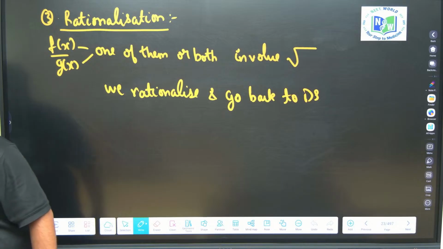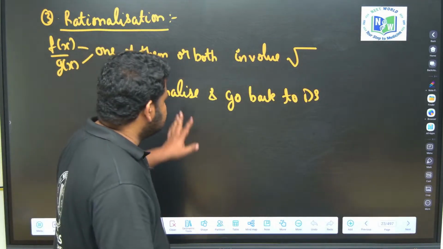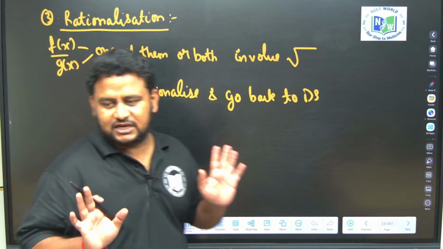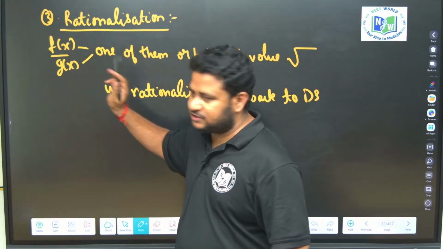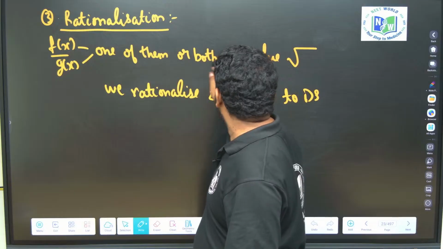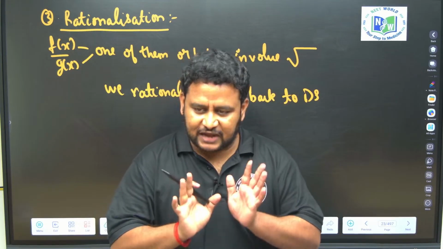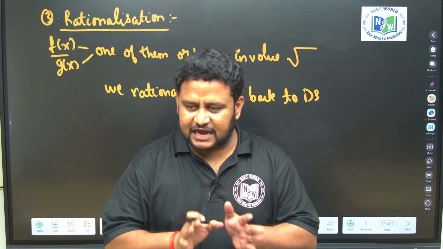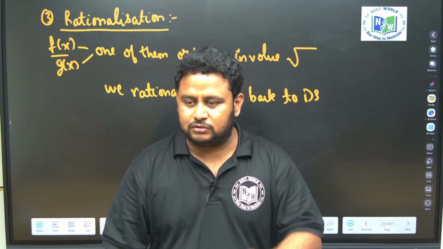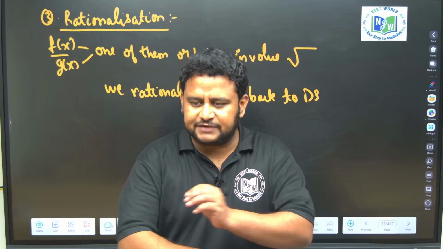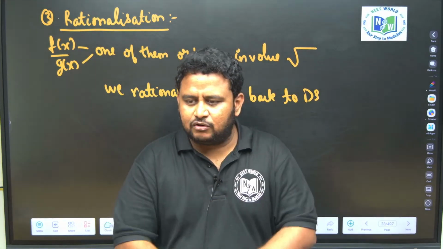So the next method that we have is called rationalization. First of all, when we use rationalization, you should have f of x by g of x, where one of them or both of them involve a square root. So in any question, if you are having a square root in the function itself, rationalize. Don't even have a second thought.